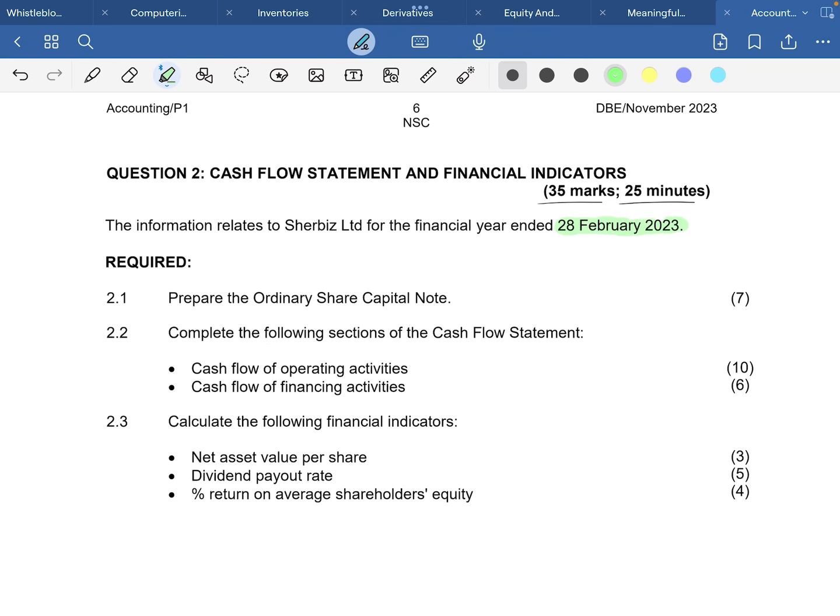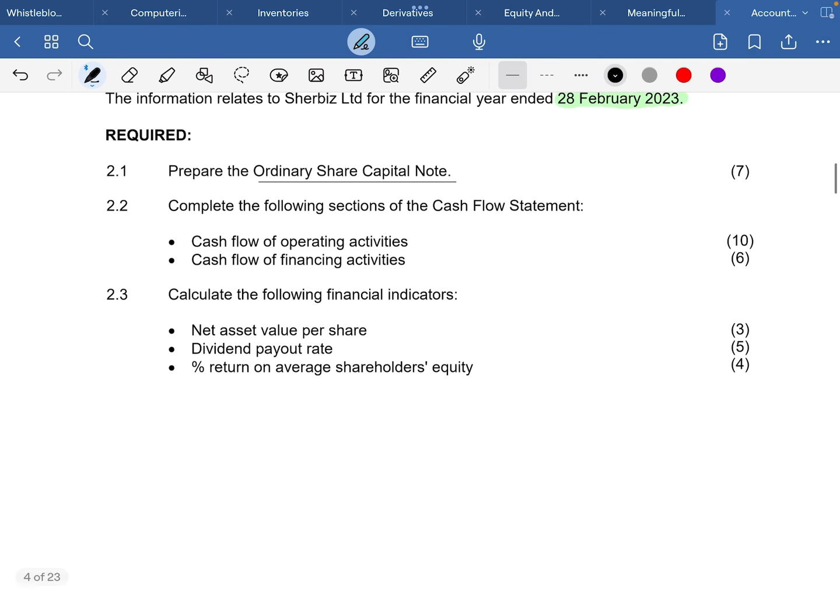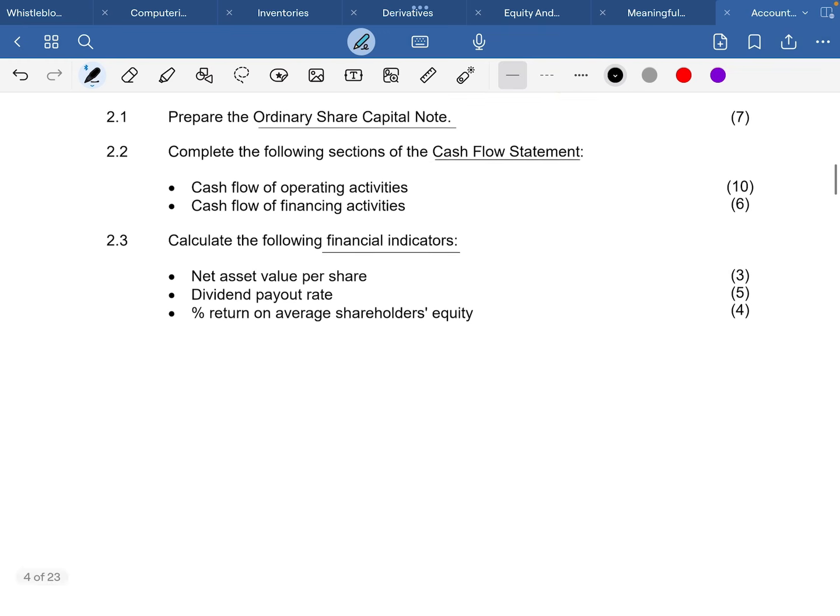February 2023. Okay, so we are required to do the ordinary share capital note. That's for question 2.1. Then 2.2, complete the following sections of the cash flow statement. And then immediately you know that now we get into the cash flow, operating activities, financing activities. In 2.3, we are going to look at some financial indicators, which is your net asset value per share, dividend payout rate, and lastly, the percentage return on average shareholders' equity.